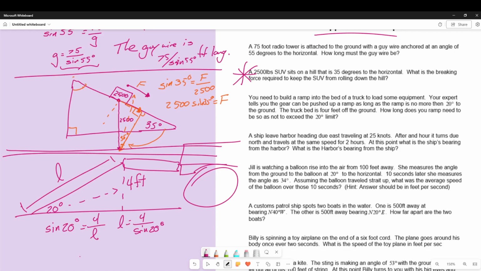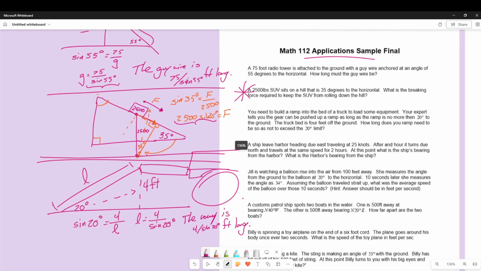Again, if you've got the tools to get a decimal approximation for that, either a calculator or a table of values, great, but saying the ramp needs to be 4 over sine 20 degrees feet long is totally fine. Nothing wrong with that at all. And of course, this should be in a sentence too. The braking force needs to be whatever 2,500 times the sine of 35 degrees is. So sentences for all of these problems.